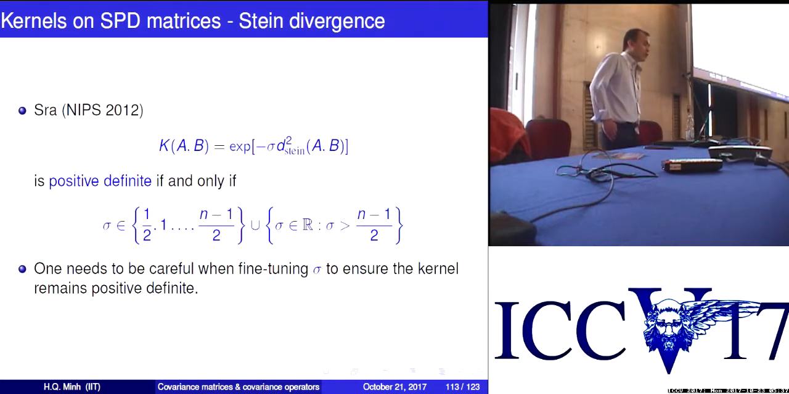And for the Stein divergence, Sra showed that we can also compute a Gaussian kernel using this divergence, but only for a particular set of the parameter sigma. Sigma has to have a specific range of values. So one has to be careful when fine-tuning sigma so that the kernel remains positive definite.